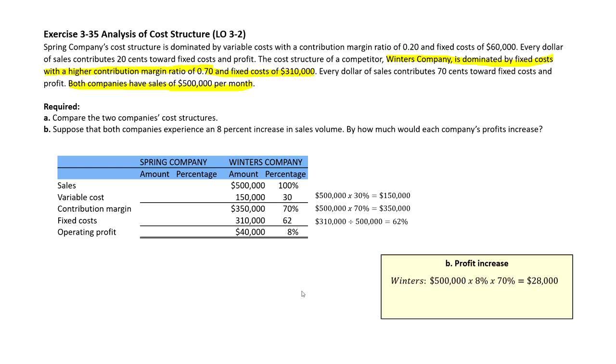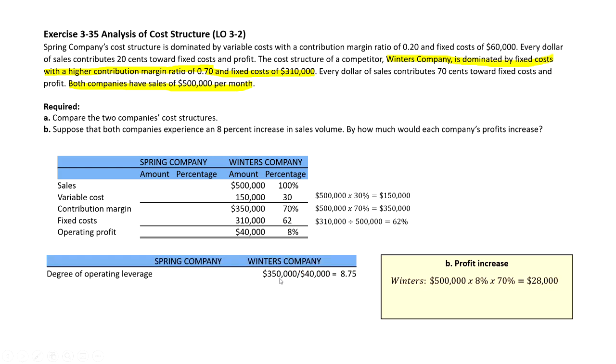Another quick way to do it is to use the power of the degree of operating leverage. If you recall from the chapter, degree of operating leverage is contribution margin divided by operating profit. So here that would be 350,000 divided by 40,000, and that gives us a factor of 8.75. And again, you may say, well, that's not 28,000. Give me a minute, we'll work towards it. The degree of operating leverage gives you an idea of how many times a percentage increase in sales is going to affect profitability.